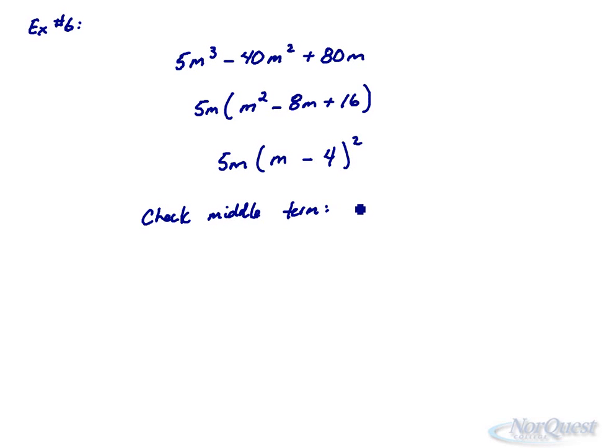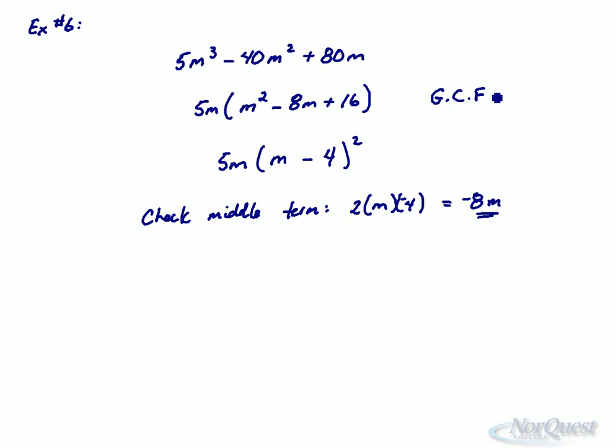First of all, you go 2 times the first, 2 times m, times the last. I get 2m times 4 to give me negative 8m. Because this middle term matches the middle term in my trinomial that has the GCF removed, I know I factored it correctly.